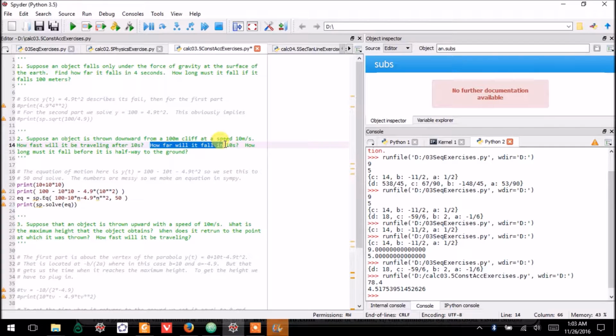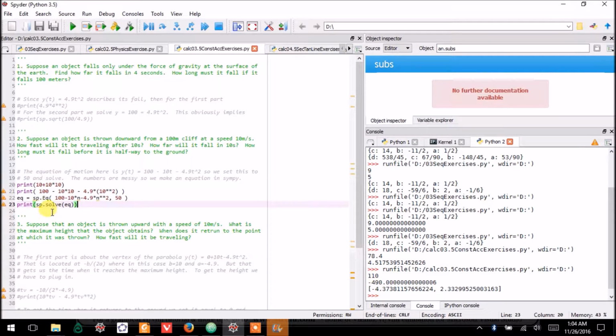The next question asks us how far it will fall in 10 seconds. So there we set up the familiar formula with initial height, initial velocity of -10 meters per second, and plugging in the time equal to 10. And that will print out the answer to the next part of the problem. How long must it fall before it is halfway? So we set the formula for motion equal to the halfway point, which is 50, and print out the solution. So there are the answers.